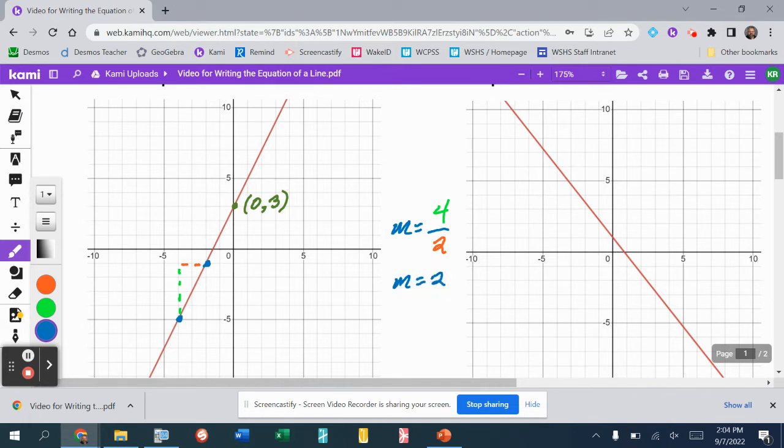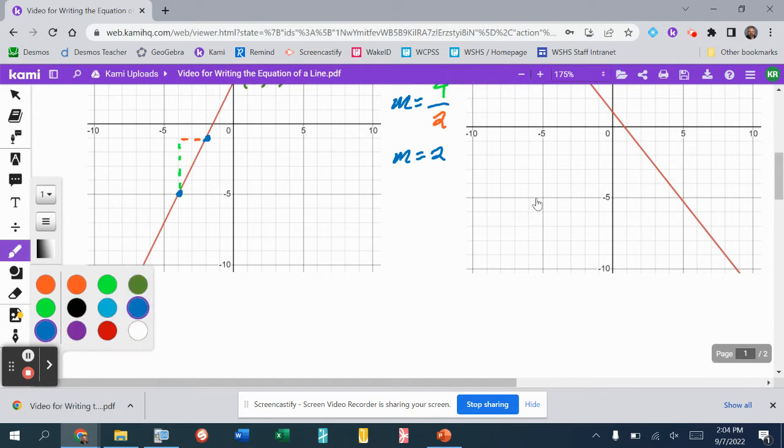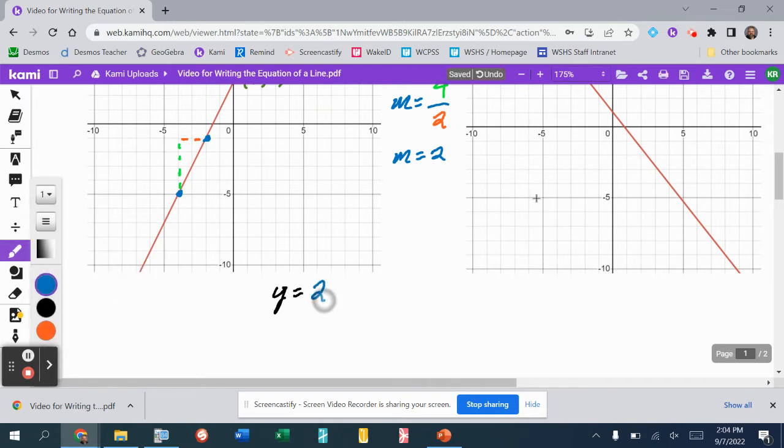So now that I've identified my y-intercept, I've determined the slope of the line. Now I can go ahead and write the equation of the line. So I'm going to have y equals. Next is m, so here's our slope. We determined that was 2. Remember that the slope does not include x. X is separate from the slope. And then we have our y-intercept of plus 3. And that is the equation for that line.